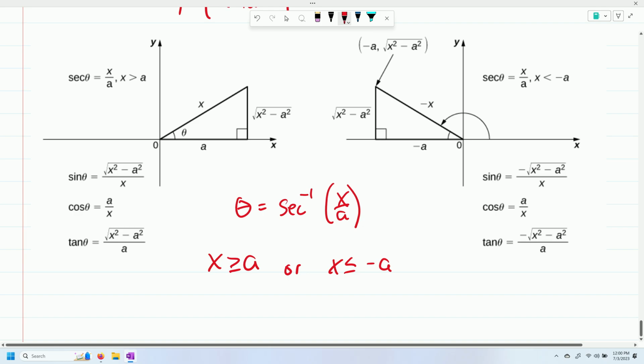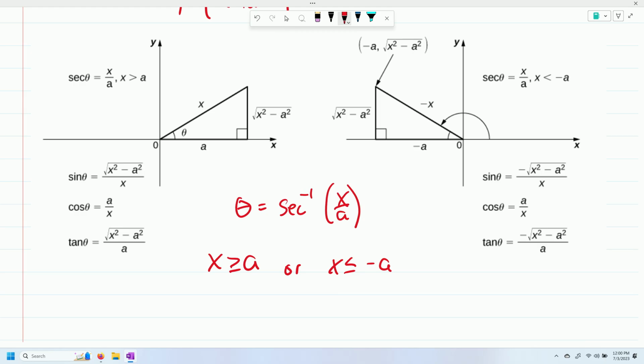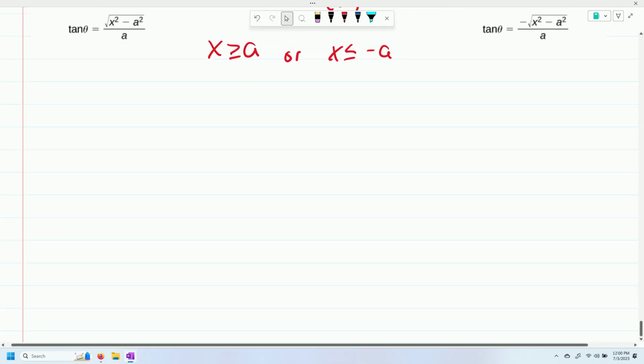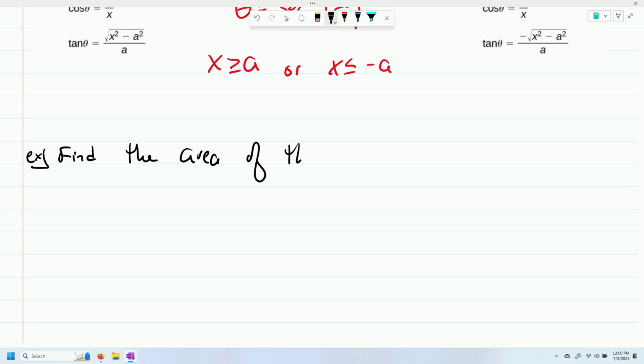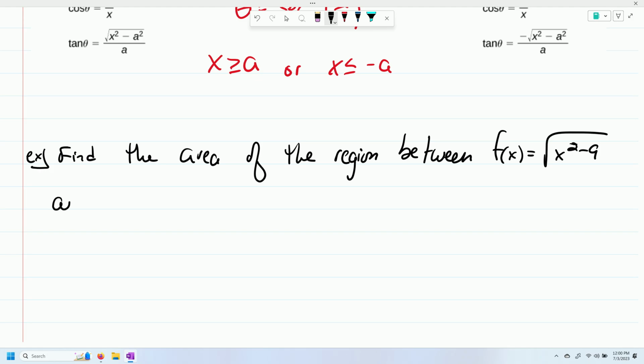So here's our last example. Like I said, we'll do a definite integral one. We're going to find the area of the region between f of x equals the square root of x squared minus 9 and the x-axis over the interval from 3 to 5.